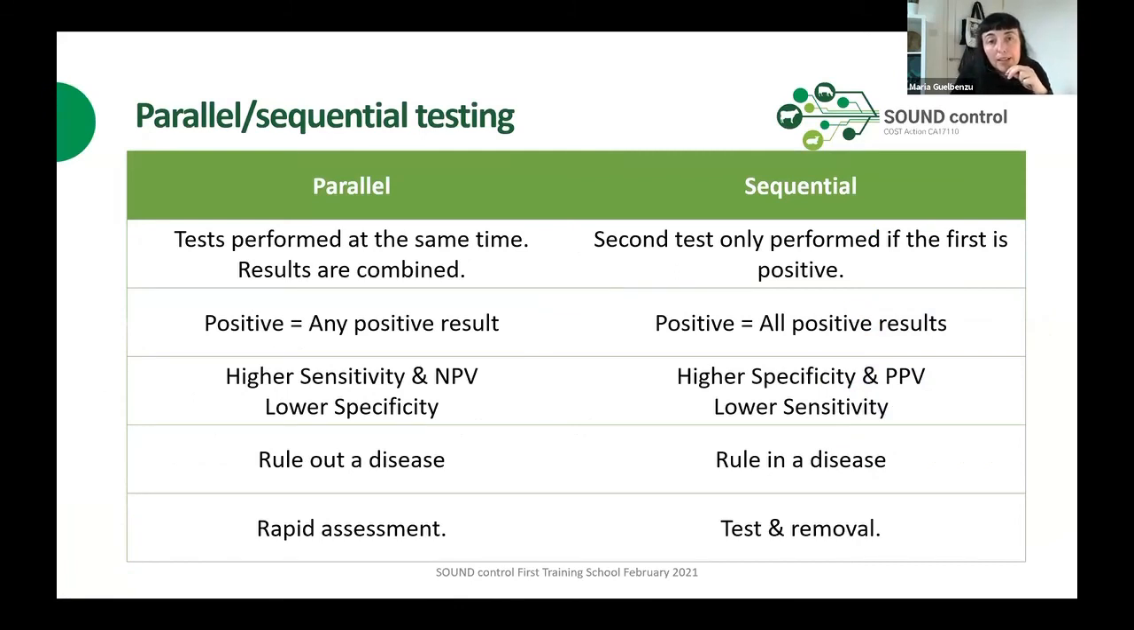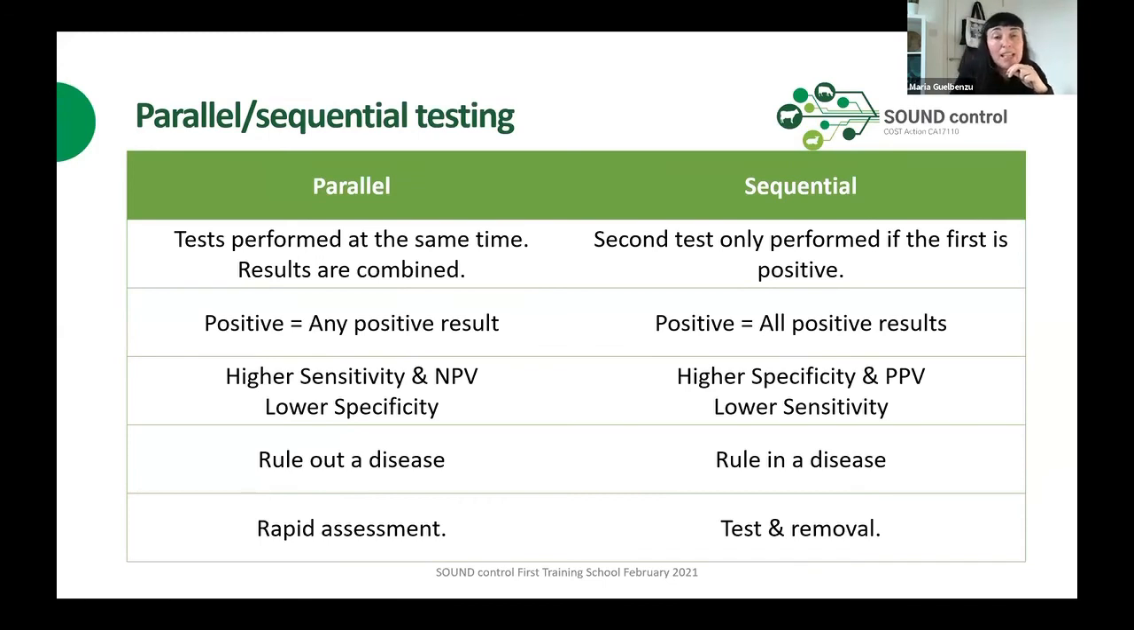So again, in parallel, the tests are performed at the same time and the results are then combined. In the sequential, the second test is only performed if the first one is positive. In the parallel approach, the animal will be positive if any of the results are positive. In the sequential, all the results will need to be positive. In the parallel, we obtain higher sensitivity and lower specificity, and the sequential higher specificity and lower sensitivity. So really, in the parallel, we rule out a disease, and the sequential will rule it in.